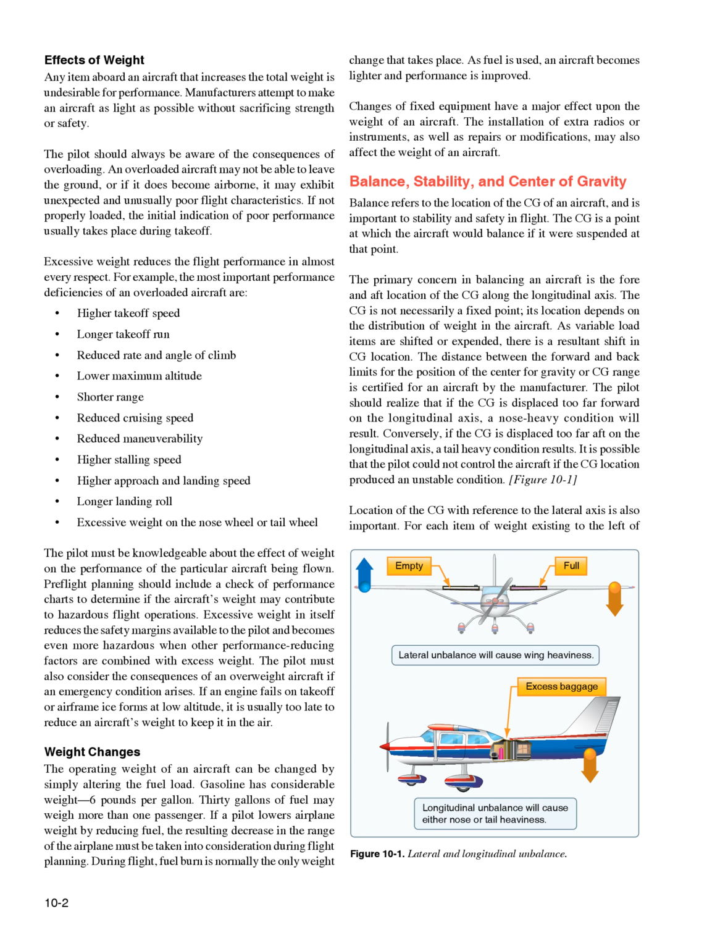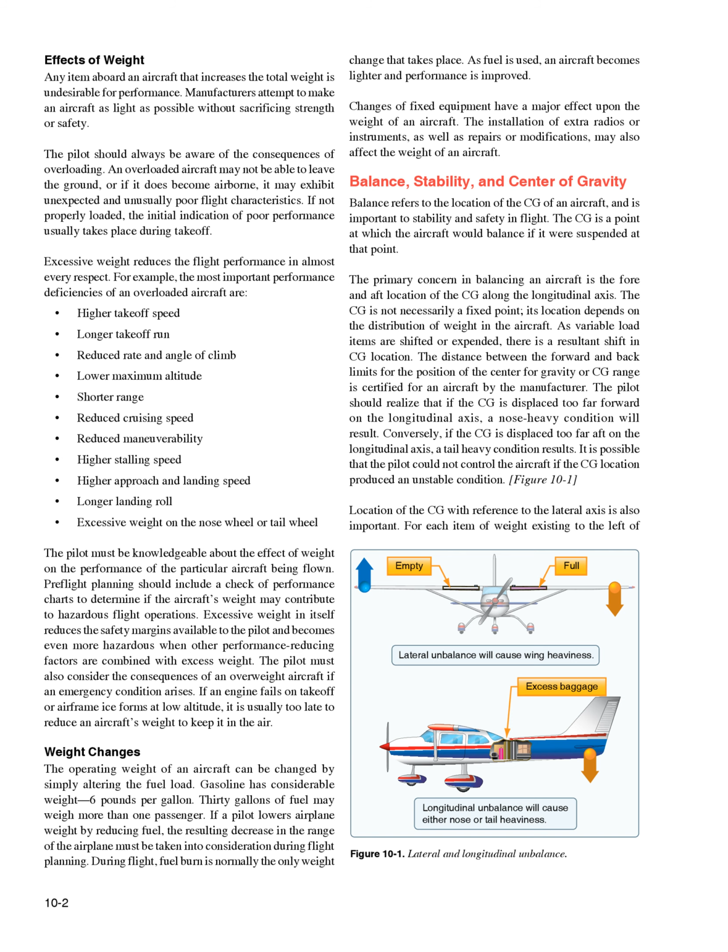As variable load items are shifted or expended, there is a resultant shift in CG location. The distance between the forward and back limits for the position of the center of gravity, or CG range, is certified for an aircraft by the manufacturer. The pilot should realize that if the CG is displaced too far forward on the longitudinal axis, a nose-heavy condition will result. Conversely, if the CG is displaced too far aft on the longitudinal axis, a tail-heavy condition results. It is possible that the pilot could not control the aircraft if the CG location produced an unstable condition.